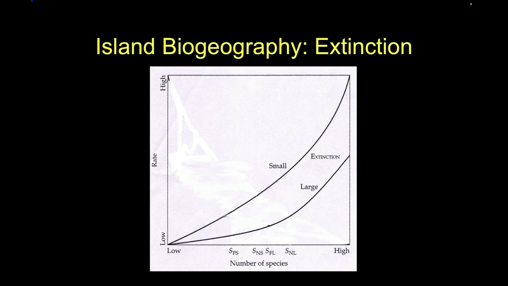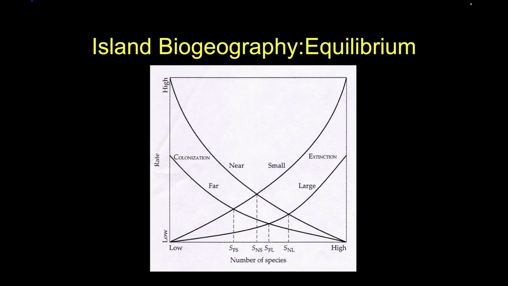So here, this is the extinction rate, the disappearance rate. Now, instead of having near or far distance, I'm asking whether the island is big or small. Here I have a small island versus a large island. For any given situation we start with, the extinction rate is going to happen more quickly on a small island than on a large one. When we put these together, we get essentially the equilibrium model for island biogeography theory.